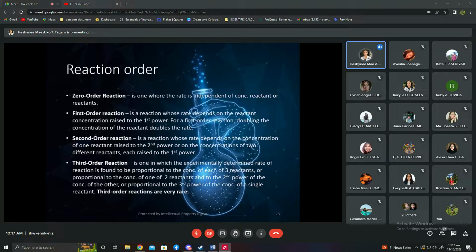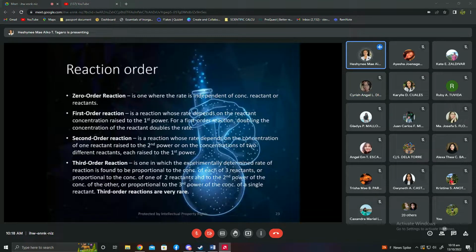All right. Next, for second order reaction, the rate depends on the concentration of one reactant raised to the second power or on the concentrations of two different reactants, each raised to the first power. So if you see a reactant concentration raised to the second power, or if there are two reactants, each raised to the first power, that is a second order reaction.